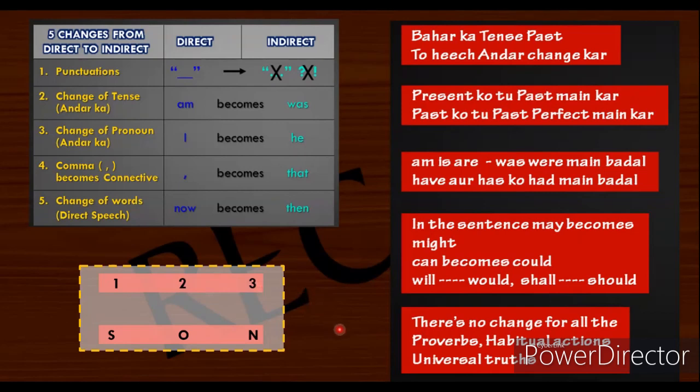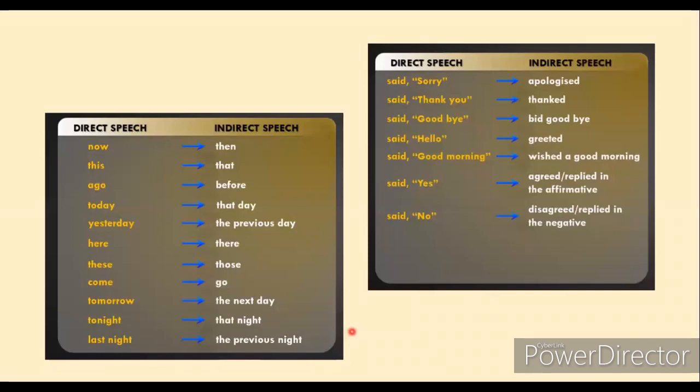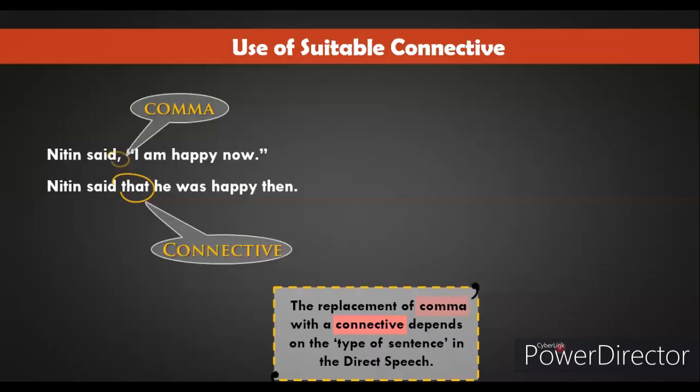So this is how these tables are going to be of great help to you. Then once again, we have a list of all the words that are going to be changed from now to then, this to that, ago to before, today to that day, yesterday to the previous day, and so on. So this is how all the words and all the factors like said sorry, said thank you, said goodbye will be changed to apologize, thank, to bid goodbye, respectively, and so on. So it is very necessary to follow this table whenever it comes to the practice sets.